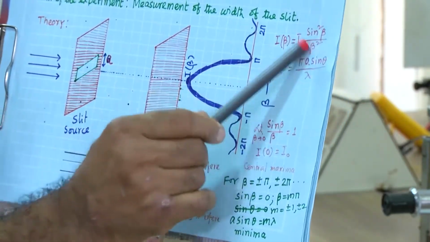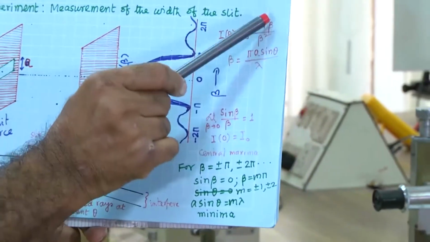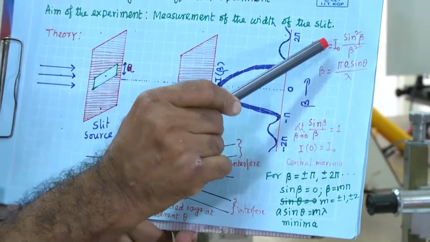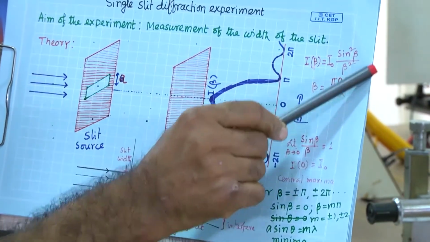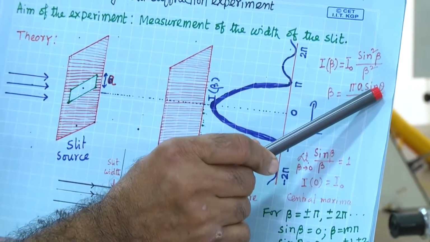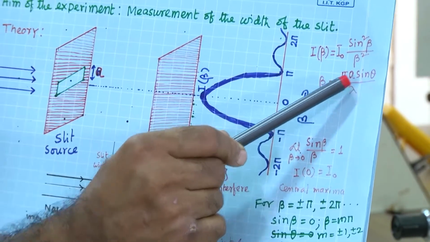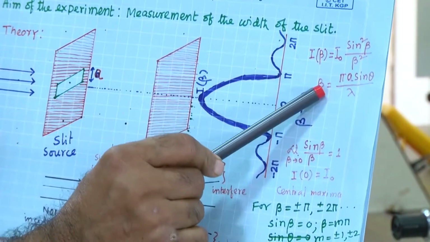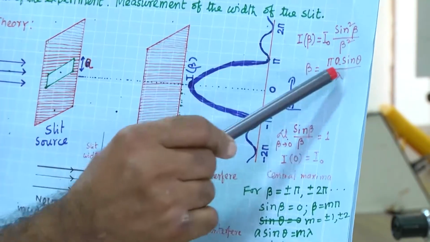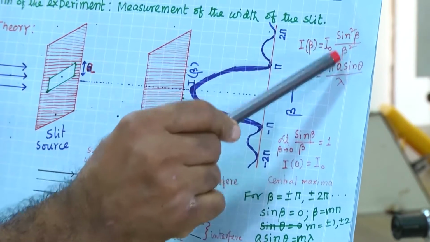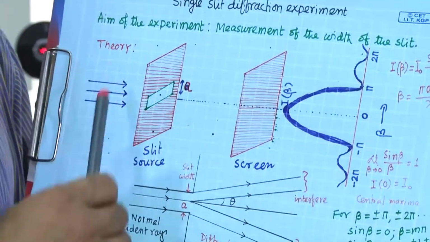And for any other value of beta, this intensity will be less than I0, and when theta increases, beta will increase. So, if you know beta, you can find sin beta by beta whole square, and you can find this factor and get the intensity.